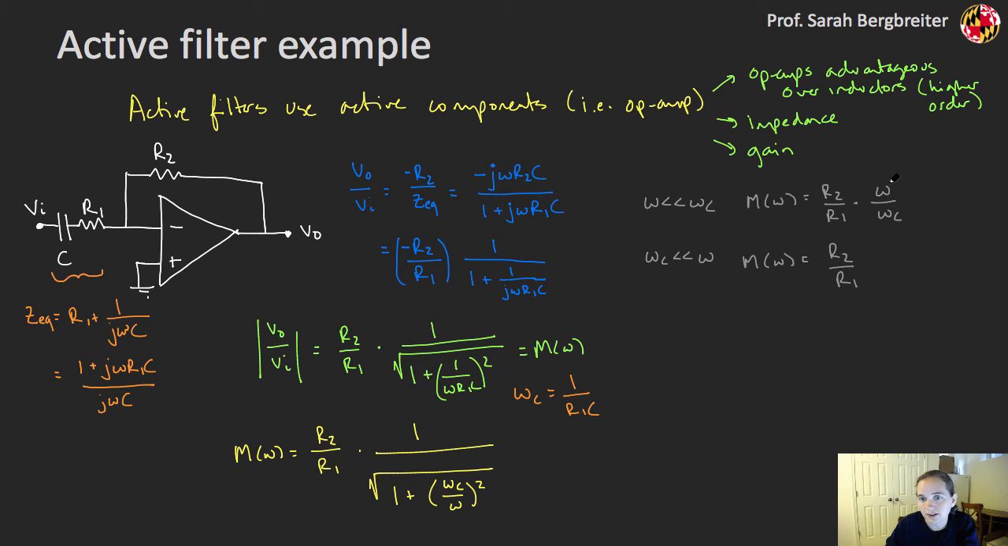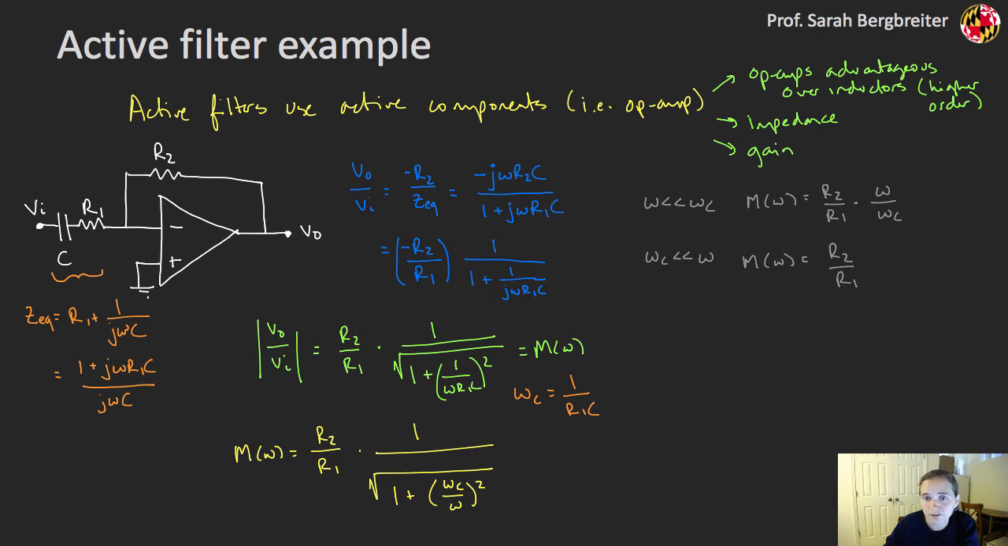Right? So what this is telling me is that when omega is small, this gain is attenuated. I have a smaller fraction of my input going through to my output. If I'm at higher frequencies, much above that corner frequency, then I'll get my normal gain. So imagine R2 is equal to R1, I'll just get a magnitude ratio of 1 here.